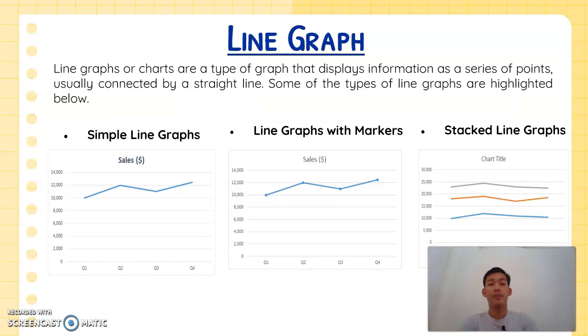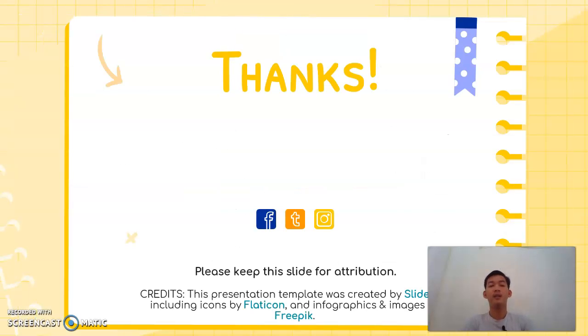Next, line graph. A line graph or chart is a type of graph that displays information as a series of points, usually connected by straight lines. Some of the types of line graphs are highlighted below. First one is the simple line graph, the second one is the line graph with markers, and the third one is the stacked line graph.